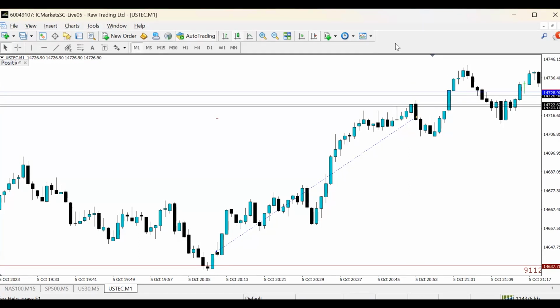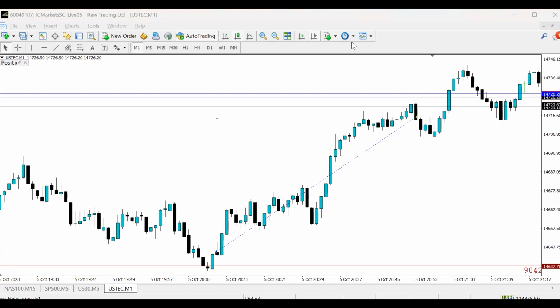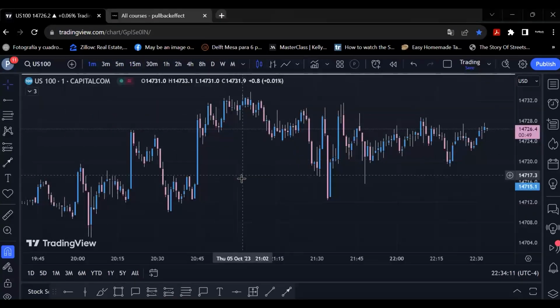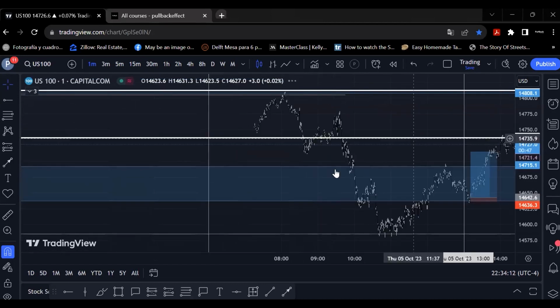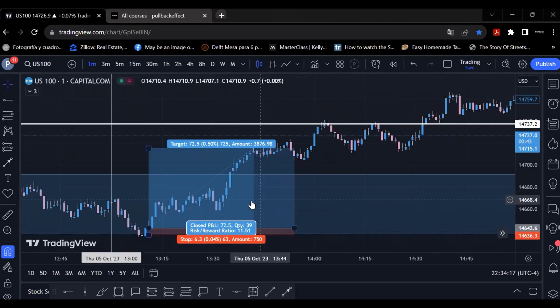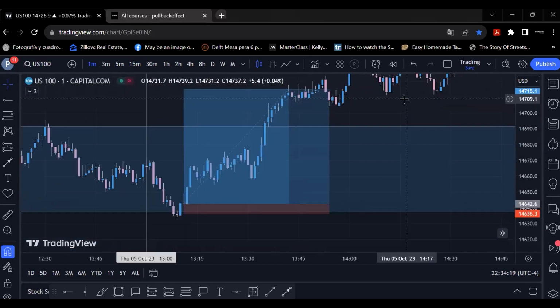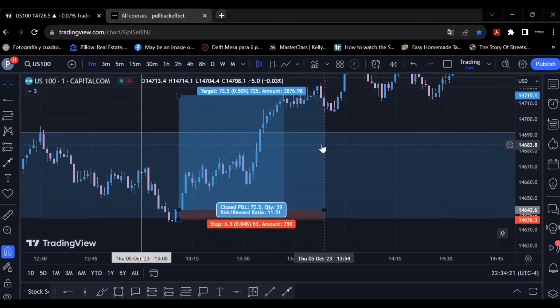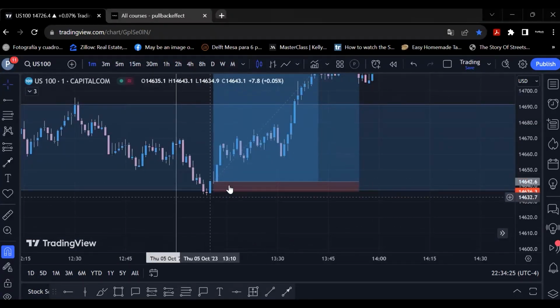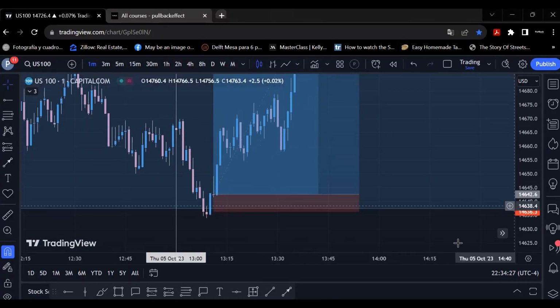So let's go into TradingView. And you'll see that I had marked out that trade that I took here. And this trade happened with a risk to reward of 11.5 to 1. The reason it was so short is because there's something here in price action that I look for.